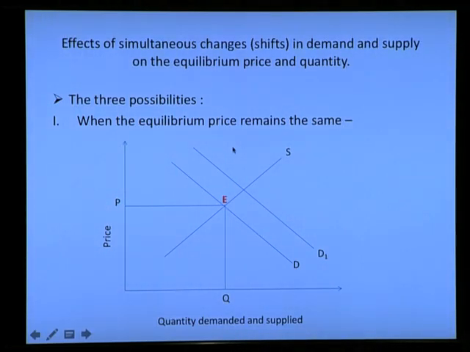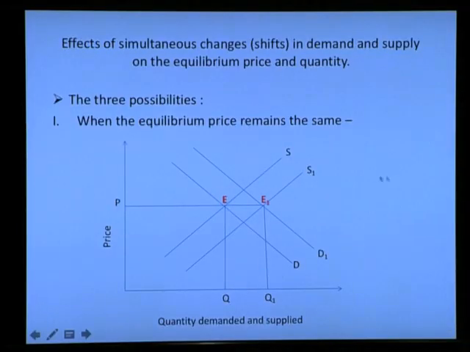Now, simultaneously with the increase in demand, let us say the supply of the commodity has also increased. In this case, since both demand and supply are increasing, the equilibrium quantity would increase. It will increase from Q to Q1. But look at the equilibrium price, it has remained the same. The equilibrium price has remained the same because, as I said earlier, we have to look into the relative magnitude of increase in both, since we are talking about the effect of simultaneous changes in both.